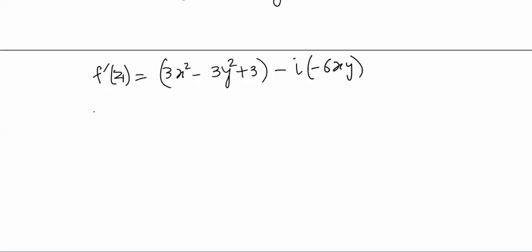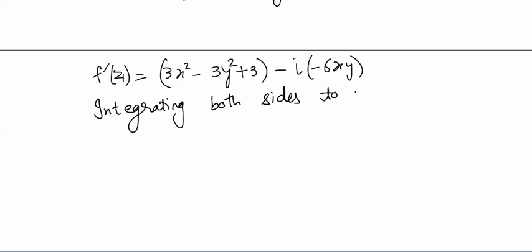So you want to find out f(z), so integrating both sides to get the analytic function.